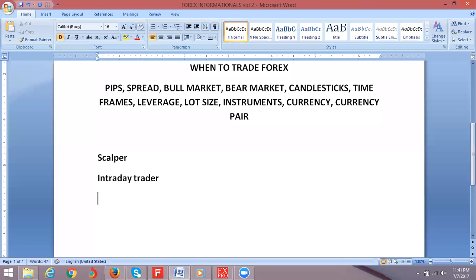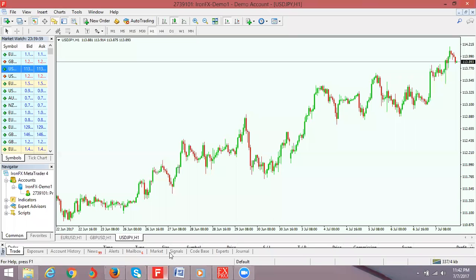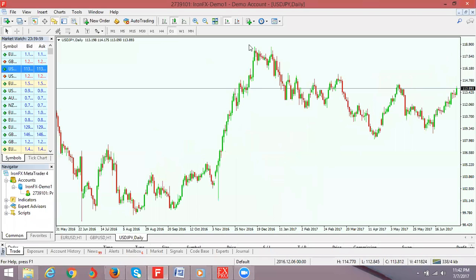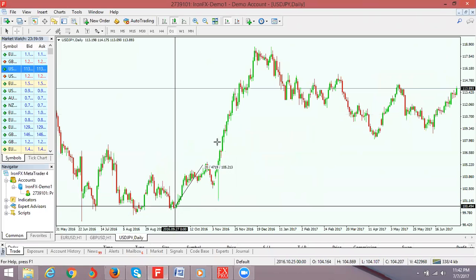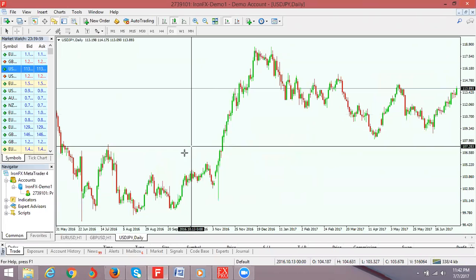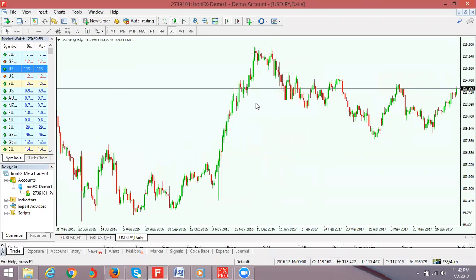We also have the swing trader. Swing traders could be trading on either the 4 hour or the daily. So they look for the swings. They can be here and wait for this swing to complete. Then they will buy this swing. And when the price gets here, they will be selling that swing too. So that is the swing trader.